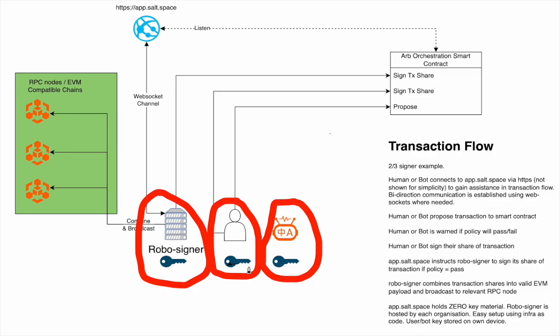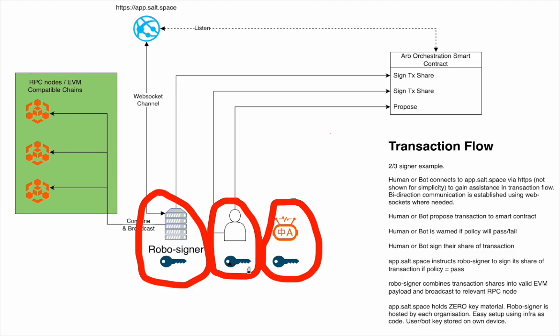The robo-signer is an automated wallet signing solution that is set up when an organization enrolls in Salt. The human is simply a member of the organization that's been given access to the wallet, and the bot could be a bot that's automatically sweeping funds to DeFi. Of course, you don't have to have another bot. You could also have 2 humans, etc. So that's kind of an overview of the account itself.